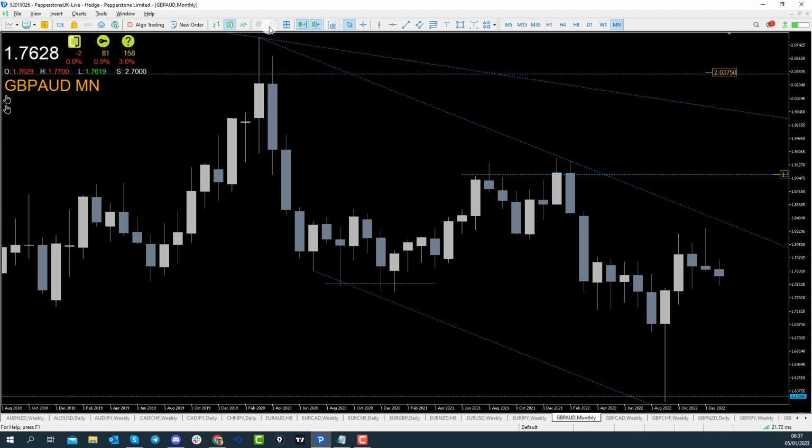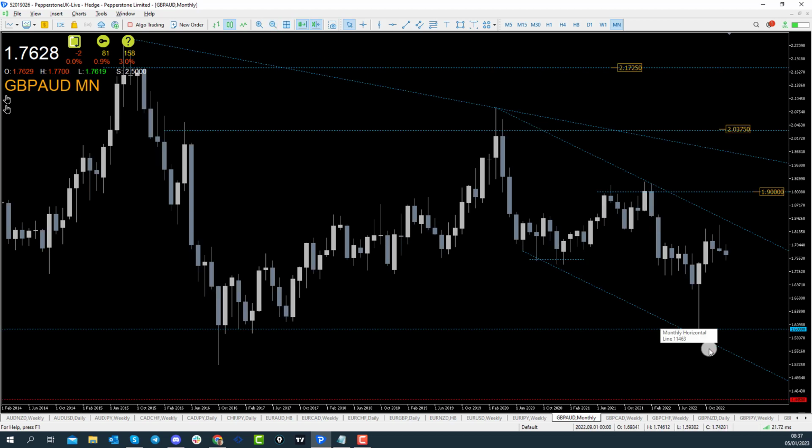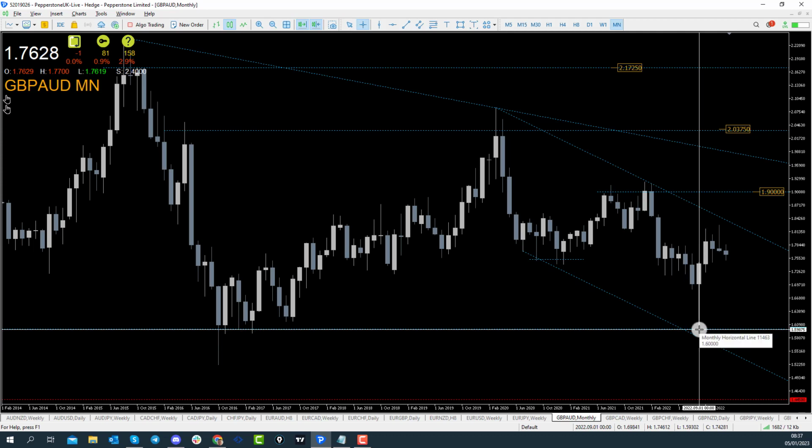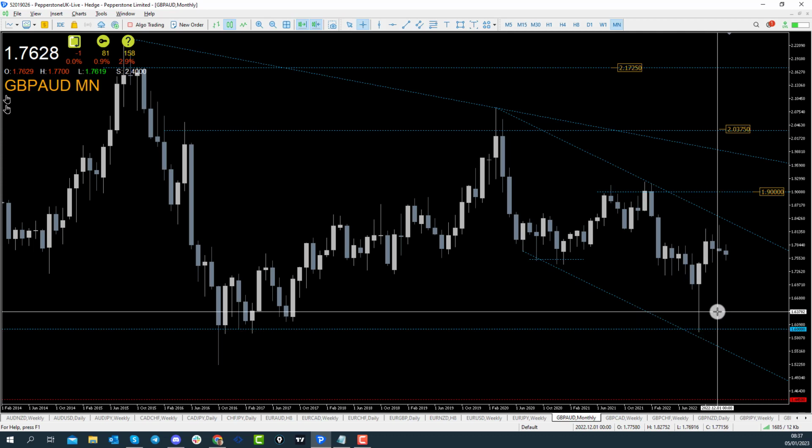We can see that price is almost trading within this bearish channel, and if it was to drive down lower, we could see the price come towards that 1.6 handle, where you can see price found support here and we formed those lows back in September.